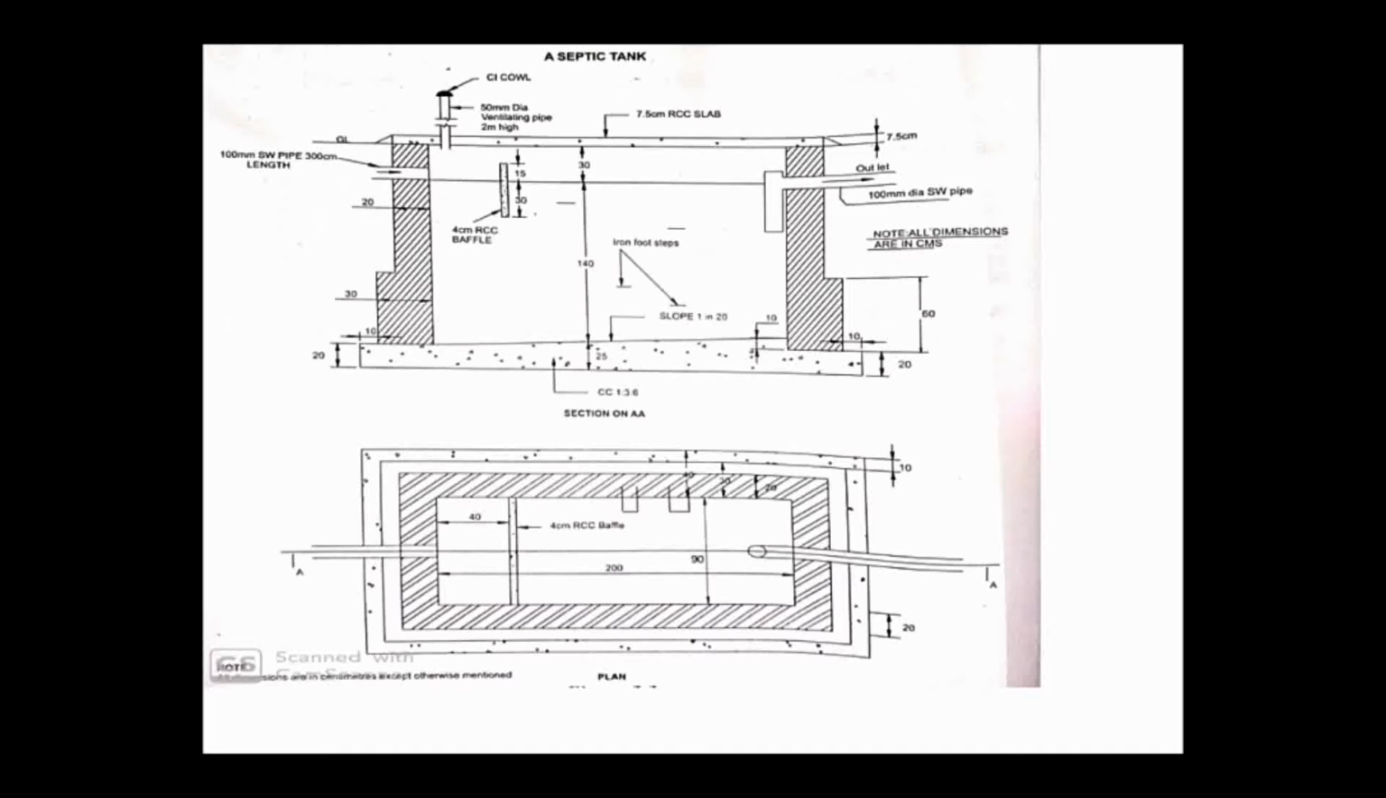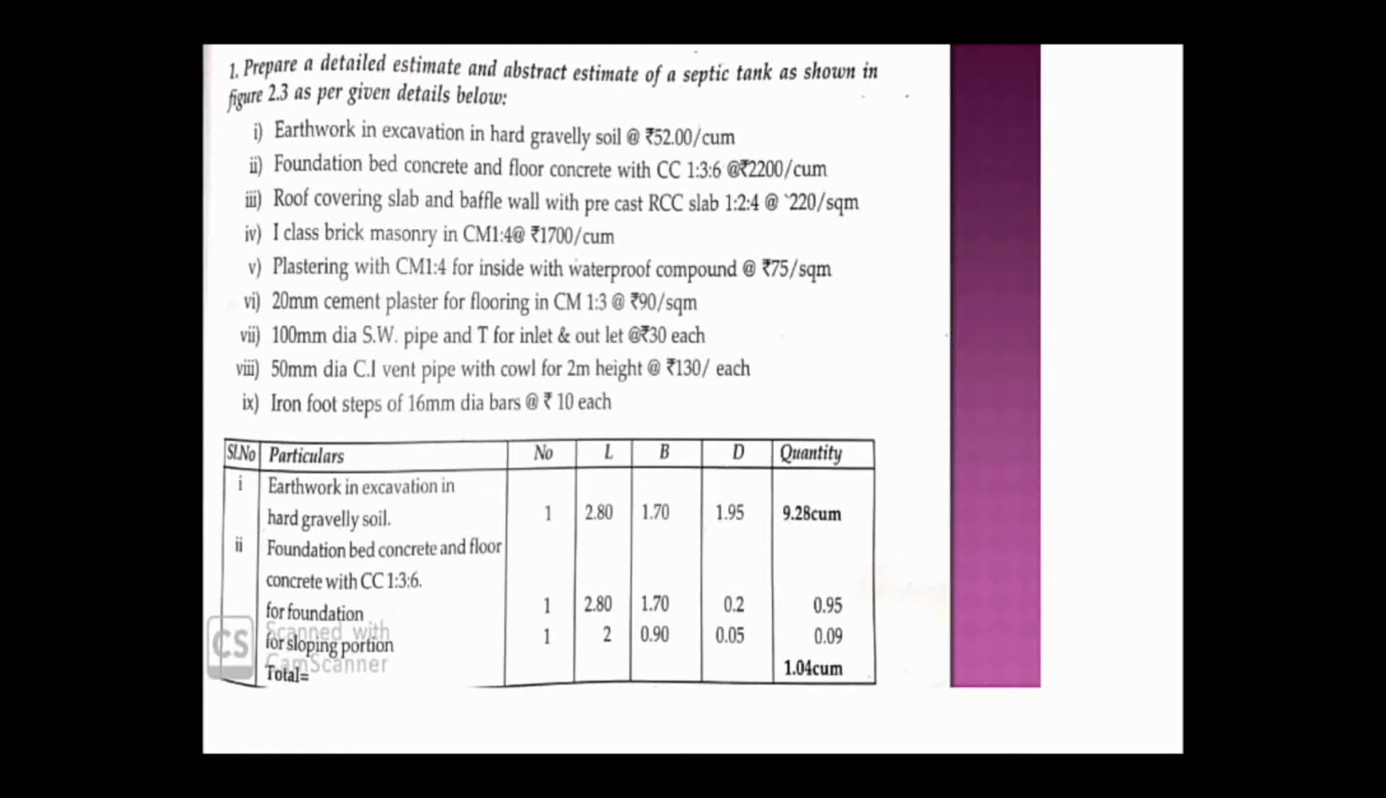So let me check one problem. You can see this is the problem which has been given. Prepare a detailed estimate and abstract estimate of a septic tank as shown in figure 2.3 as per the details given below. Right, we have to prepare both a detailed estimate and an abstract estimate by using the data which is given here. Right, what are the data we have to find out?